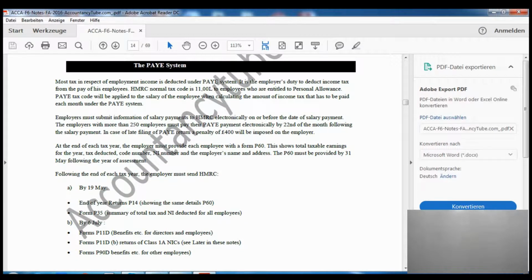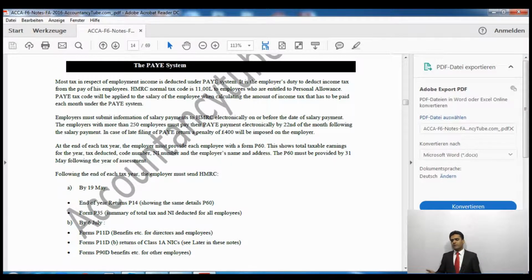Then it tells us about the pay system in the UK. The pay system is pay as you earn. So most tax in the UK basically is deducted under the pay system. So if you work for someone, if I work for an accountancy institute, when they pay me the salary, they have already deducted the tax on my salary. So that is pay as you earn. So when I earn, I pay.